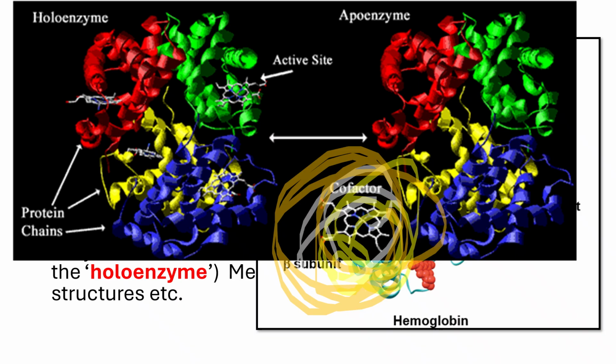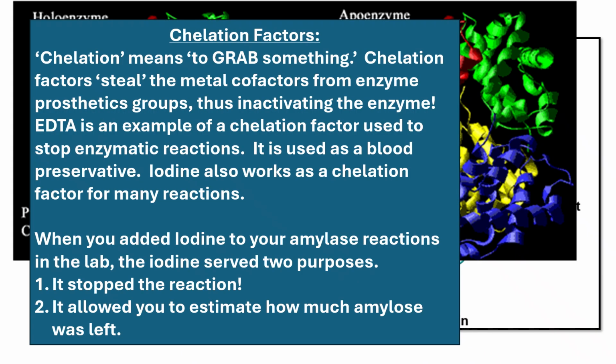So you might see a bottle in the refrigerator in the lab that says hemoglobin apoenzyme, which means that if you want to use it to carry oxygen, you have to add some heme and some iron to it. So remember the words apoenzyme and holoenzyme. Apoenzyme is an enzyme without its cofactors. Holoenzyme is an enzyme with its cofactors.